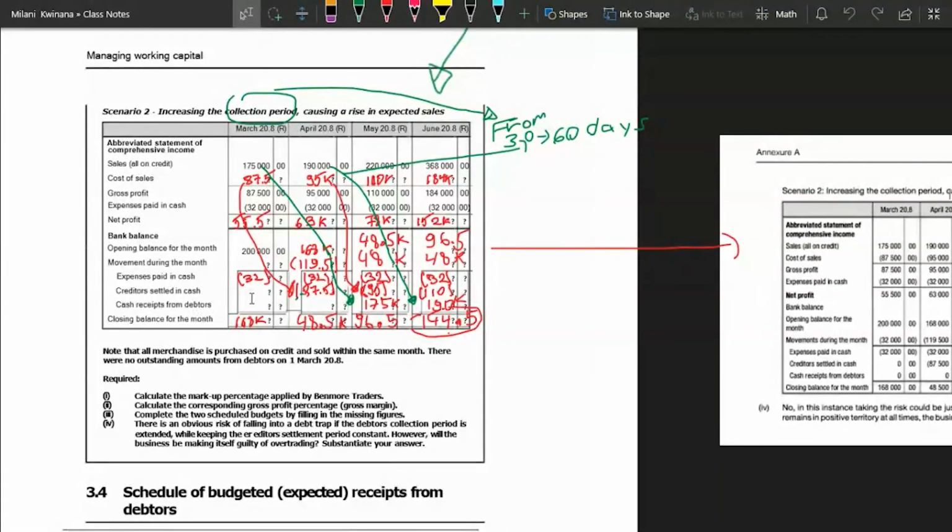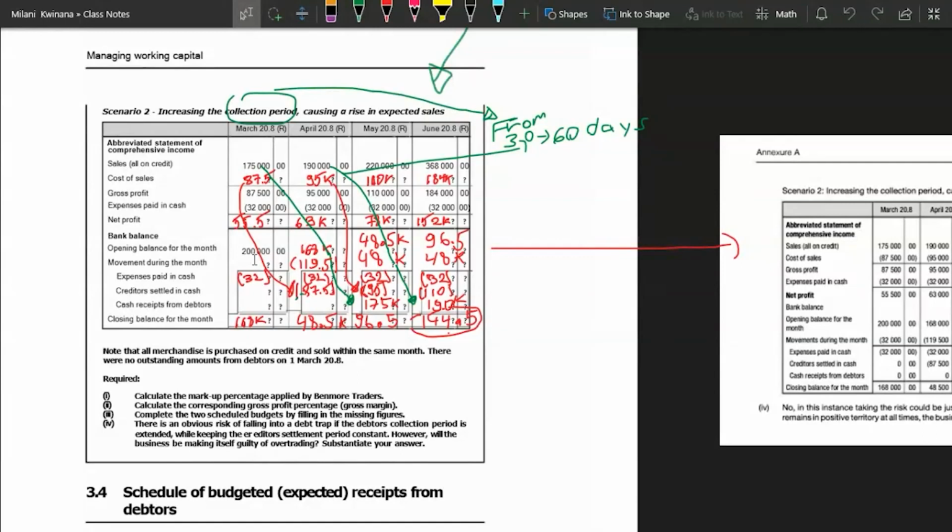So that's basically what I was saying previously: you have an opening balance. It means that the money is there already. This is money that you have. Okay. So now we want to find the movement during that month, the month of March. Did money go out, or money come in?